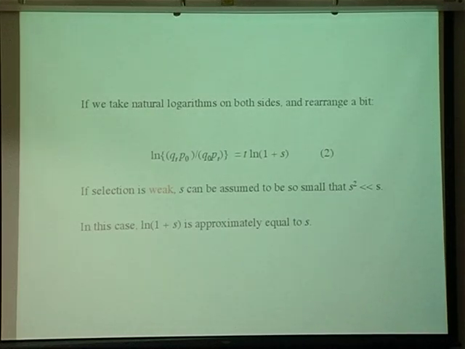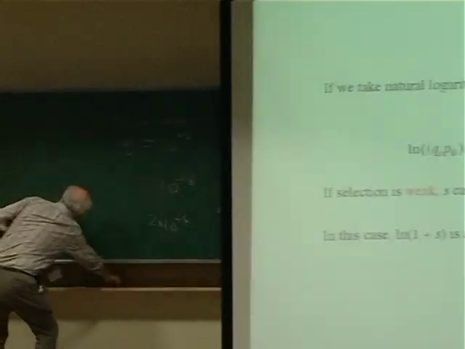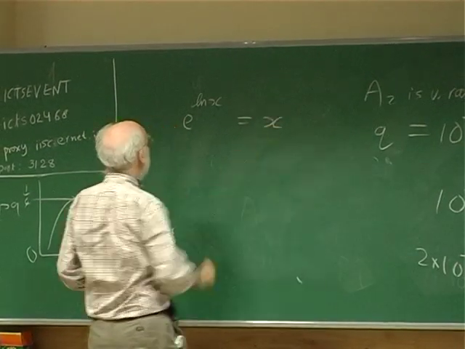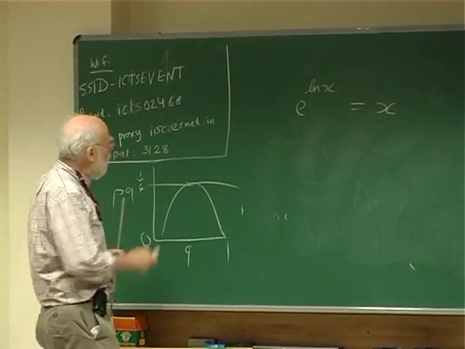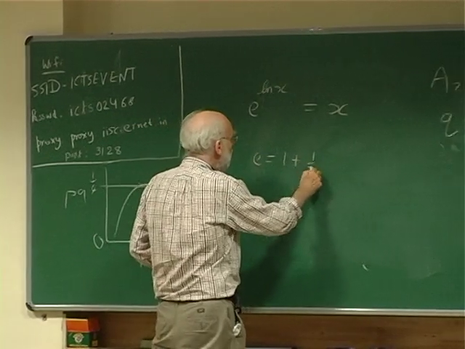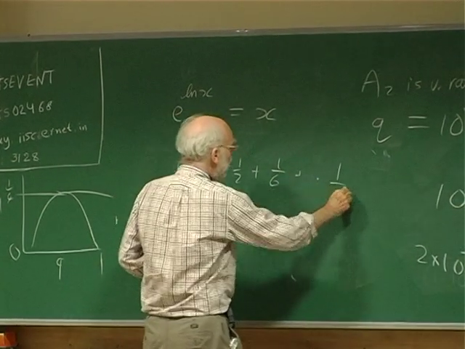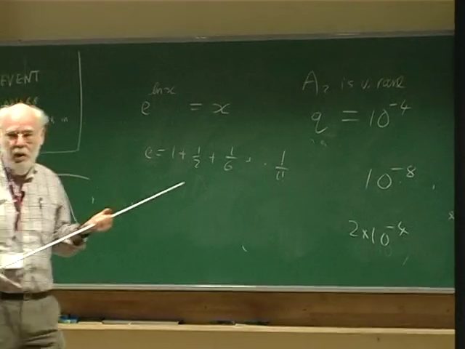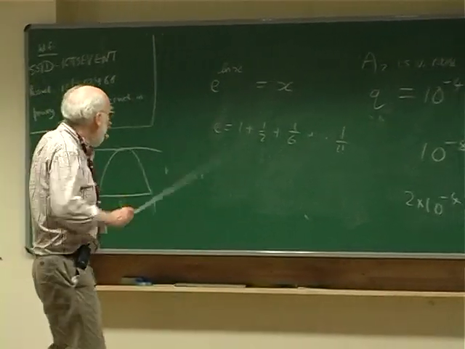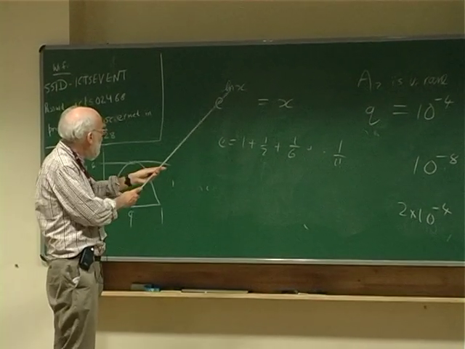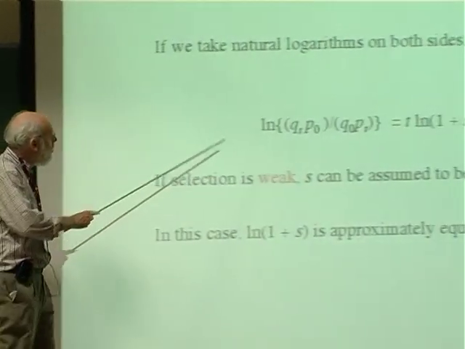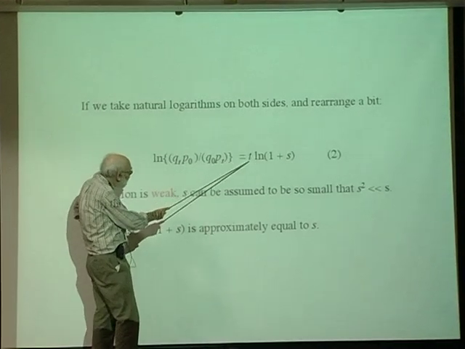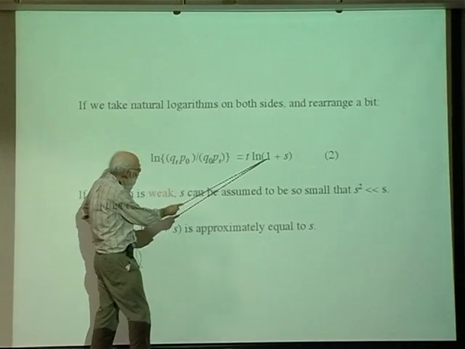What is the natural logarithm, for those of you who are not mathematicians? Basically, the exponent of ln x is x. That's the definition of a logarithm. And e, of course, is 1 plus a half plus a sixth plus, in general, 1 over i factorial. That's about 2.7, is it? I can never remember. So the definition of a logarithm is that if we raise e to the power of the log, we get back the function. So if we take the logs of these two things, we find that the log of qt times p0 over q0 times pt is equal to t times the log of 1 plus s. Now we've got the t outside that expression. That's why it's a simplification.